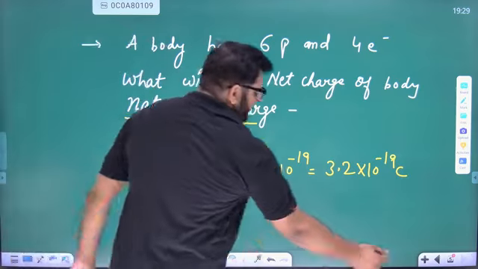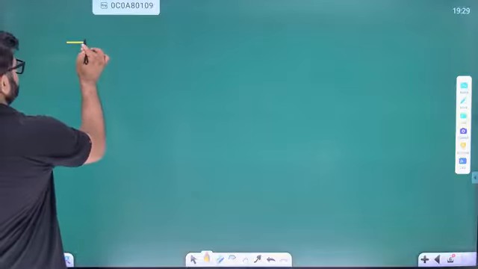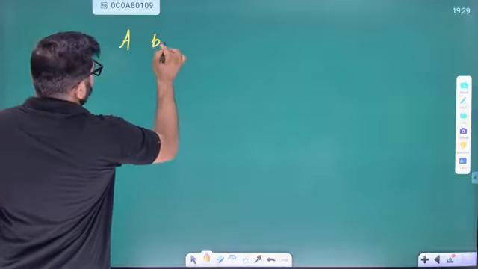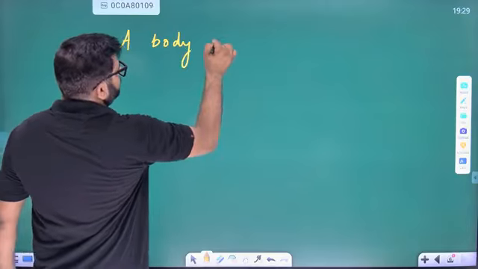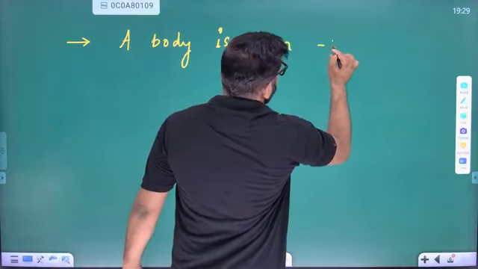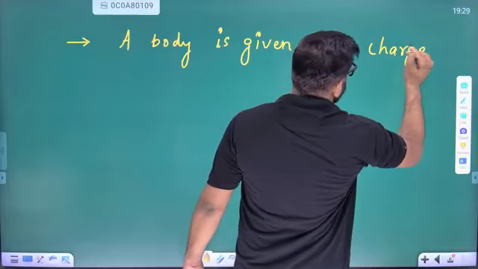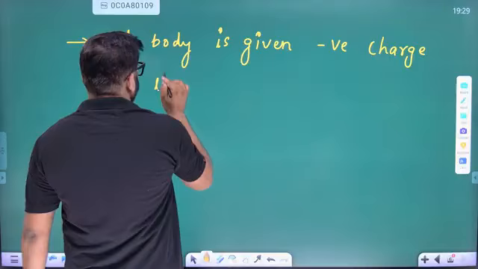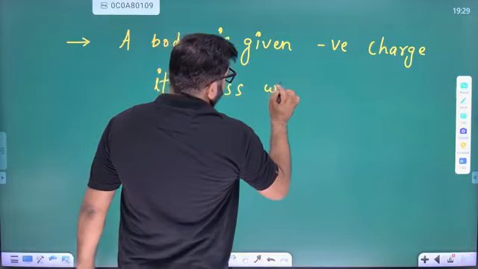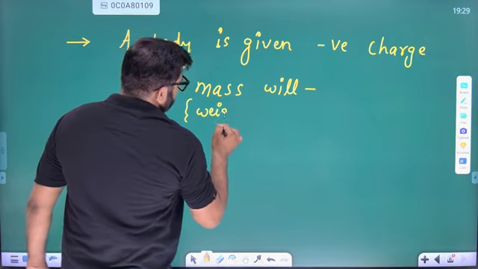All right. One more example. Let's come to another example. A body is given negative charge. Its mass will, I can also write, its weight will. So mass and weight.